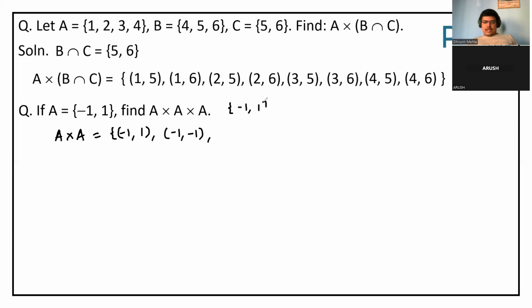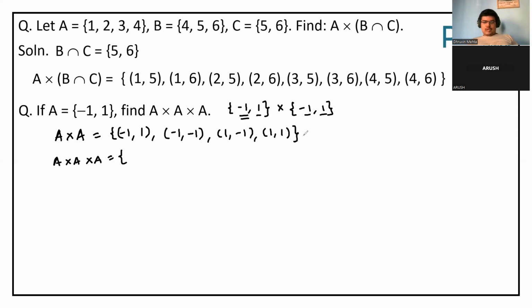See, let me just elaborate this. We have A cross with A. Yes, yes. So माइनस वन को हमने वन से किया, फिर ये माइनस वन को माइनस वन से भी करना पड़ेगा. Yes, sir. अच्छा, then we have one with minus one, and one with one. Yeah, and then we have to do A × A × A.